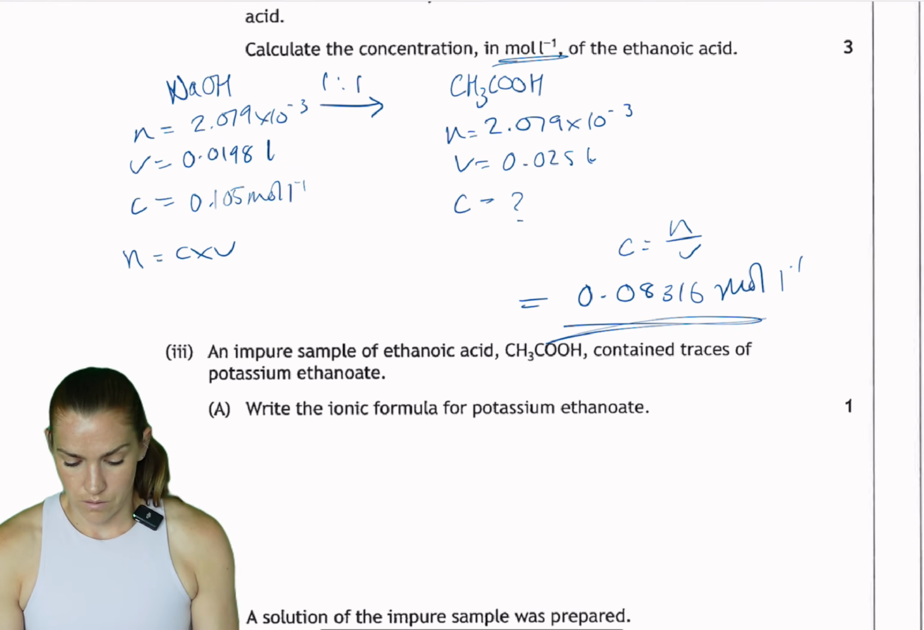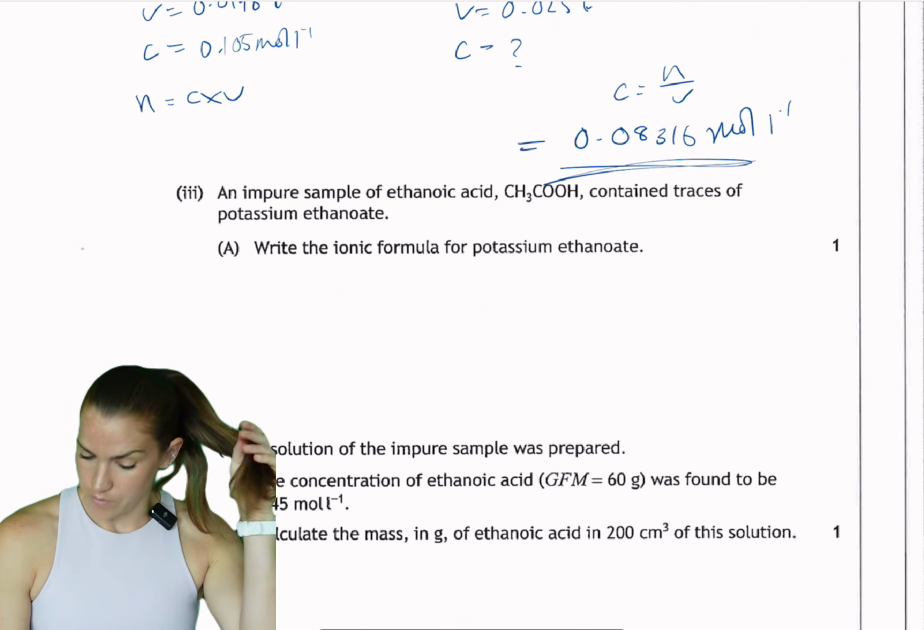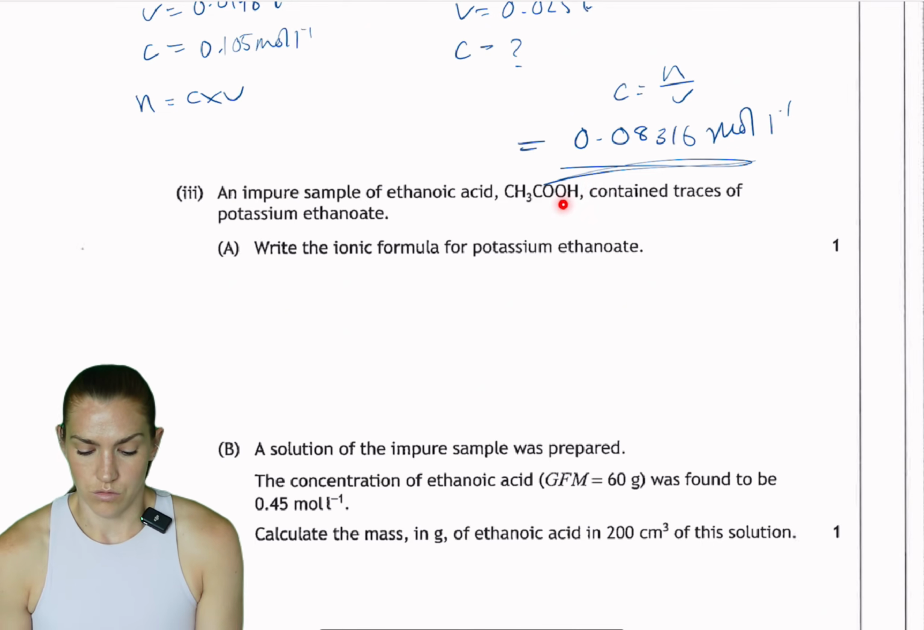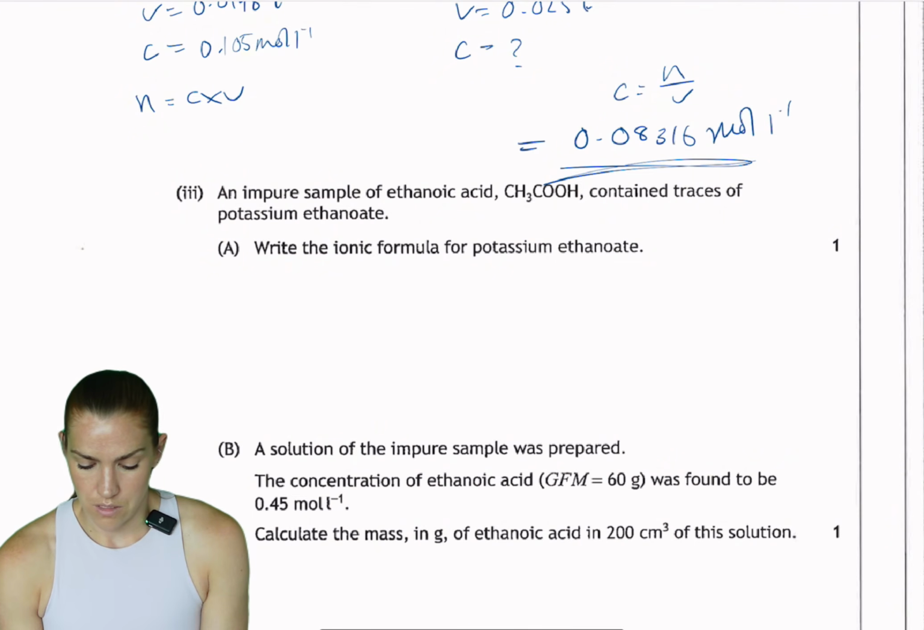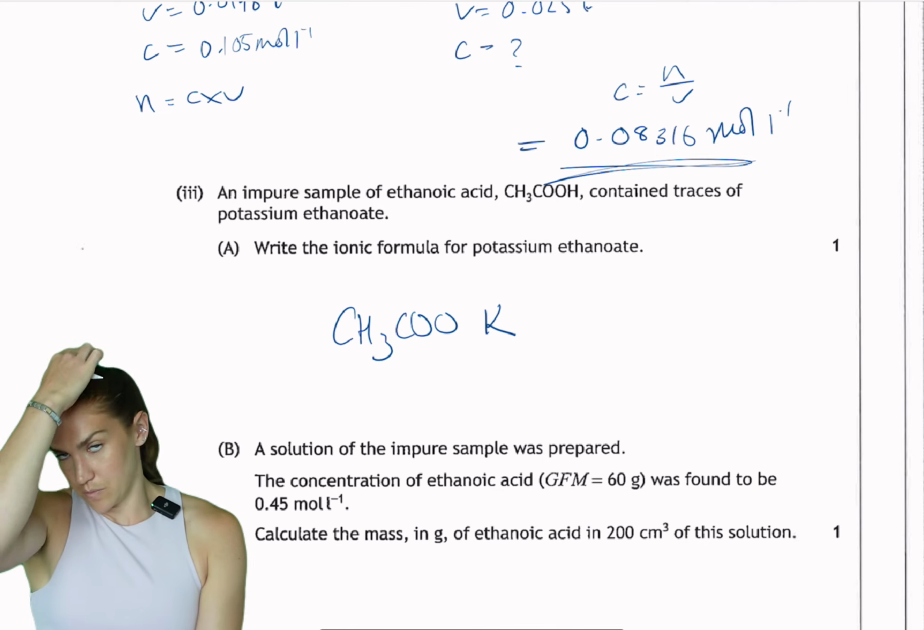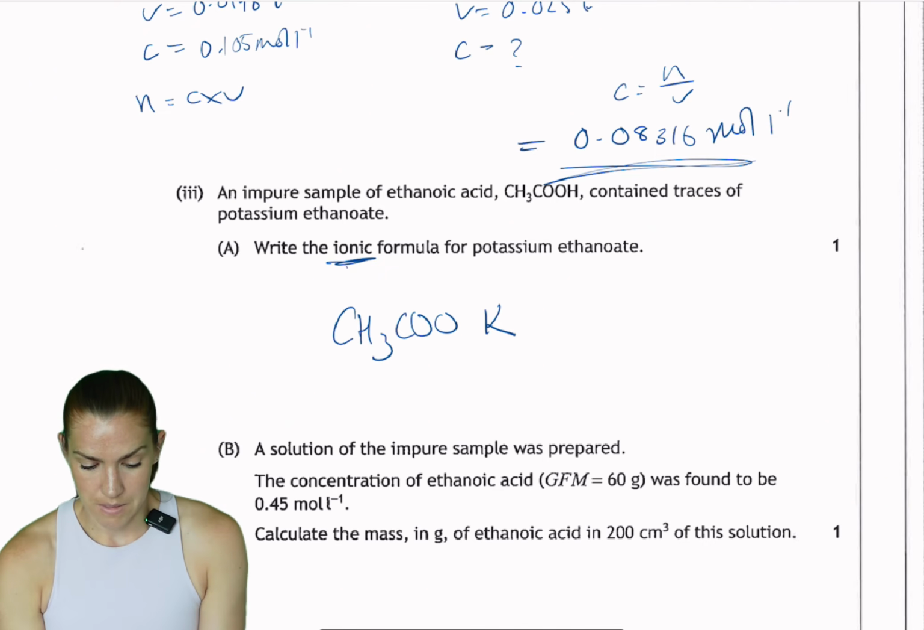So then, question 3, write the ionic formula for potassium ethanoate. So remember, when you're forming a salt with carboxylic acid, all that happens is the hydrogen comes off and the potassium or the metal takes its place. So we would end up with CH3COO and then K. But we need the ionic formula, so we need to put on the ion charges.